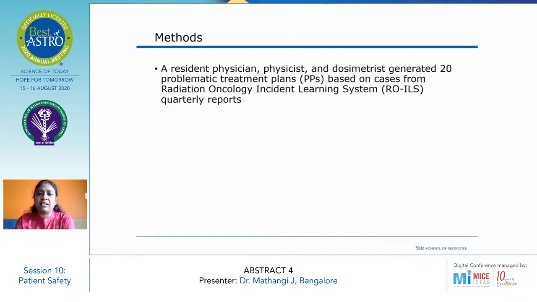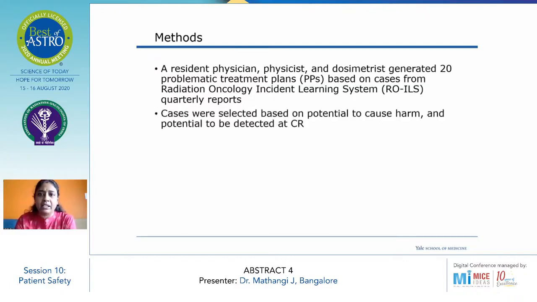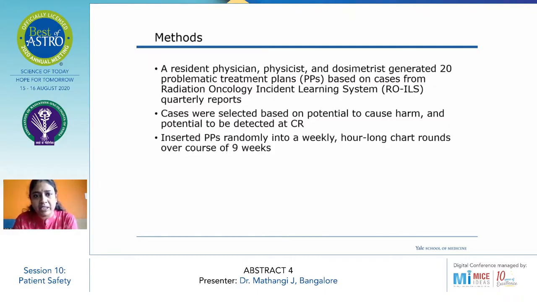The methods of this study included a physician, physicist, and a dosimetrist, and 20 problematic plans were created and inserted into the chart rounds. And believe me, these all had the potential to cause harm if neglected, ignored, and treated on the patients. The problematic plans were inserted randomly, the chart rounds were extended for 1 hour, and the study extended for 9 weeks. The problematic plans were not designed in such a way that they had a 95% detection rate.